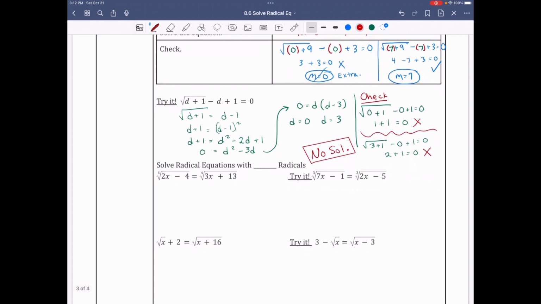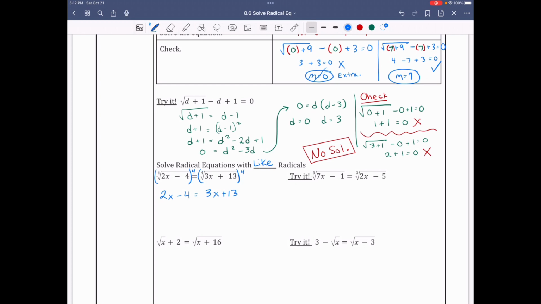Let's solve radical equations with like radicals. If both sides of the equation have a fourth root, you can just raise each side to the fourth power and the radicals go away. So this is just 2x minus 4 equals 3x plus 13. Now we just solve this as a regular equation.